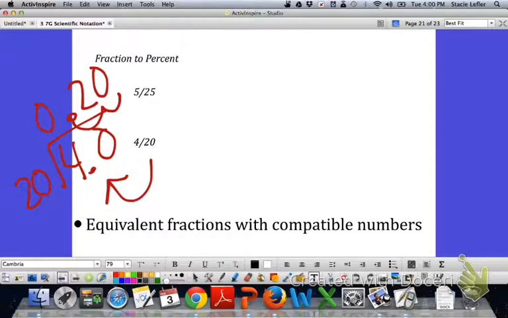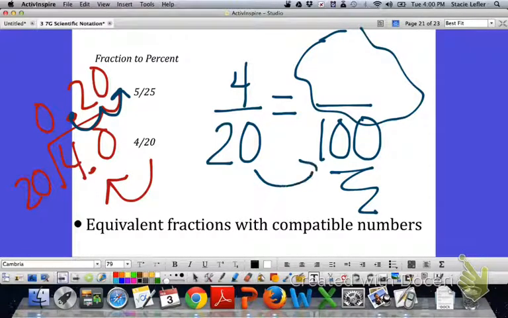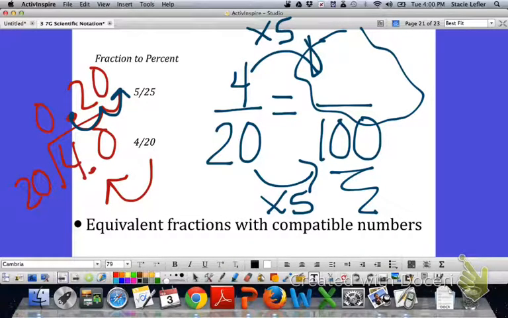Okay, now you know the fraction bar means divide. You could have divided 4 by 20. You would end up with 0.20 and then move the decimal twice. Or you could use compatible numbers or equivalent fractions. We want it to be out of 100 instead of 20 because then it would be a percent right here on top. And we take 20 times 5 to get to 100, so whatever we do to the bottom, do to the top. And 4 times 5 is 20. So we end up with 20%.